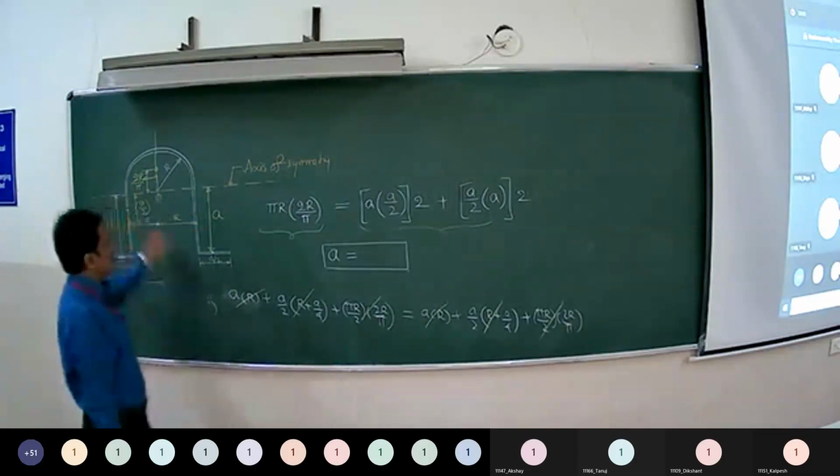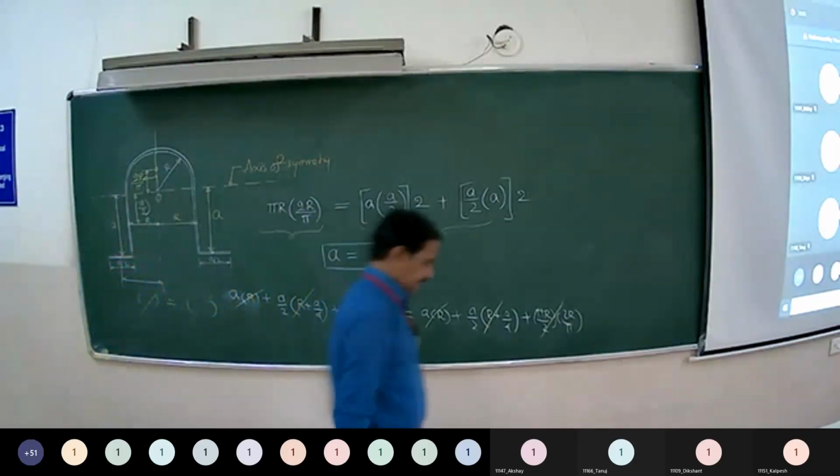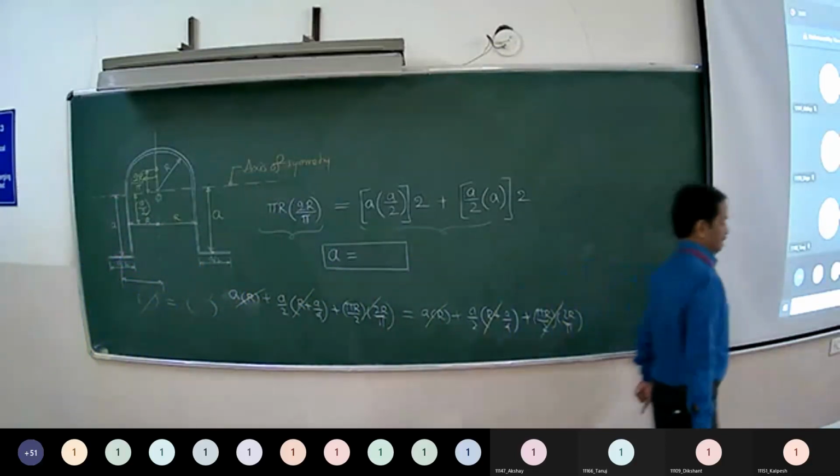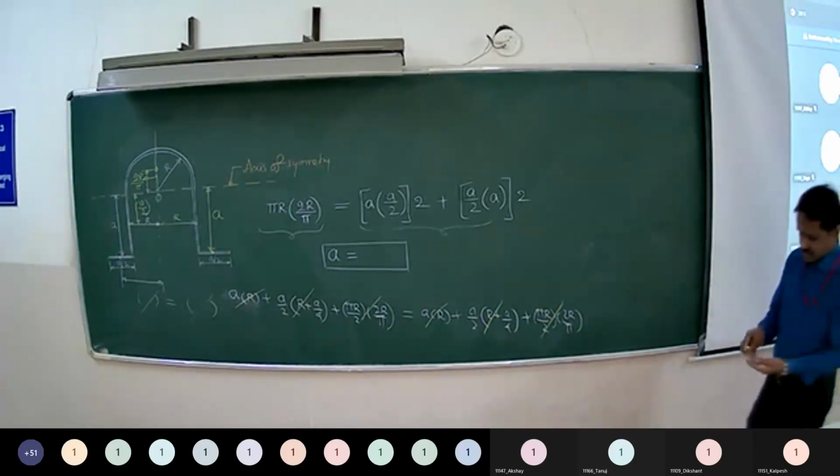But even then, we can call this horizontal axis an axis of symmetry. Sir, A is equal to R. A is equal to R.